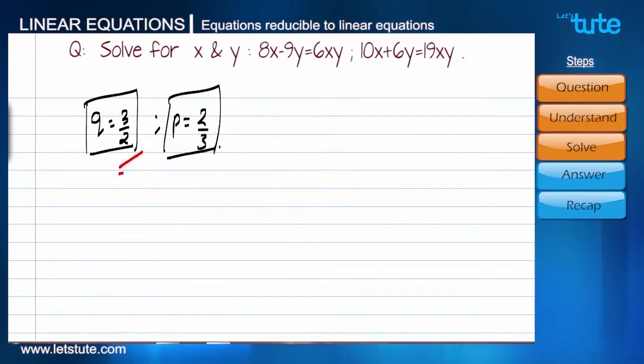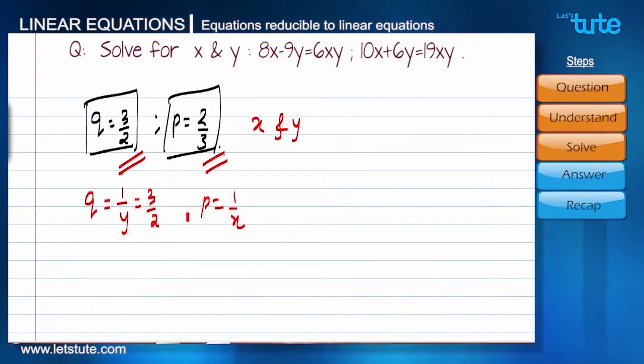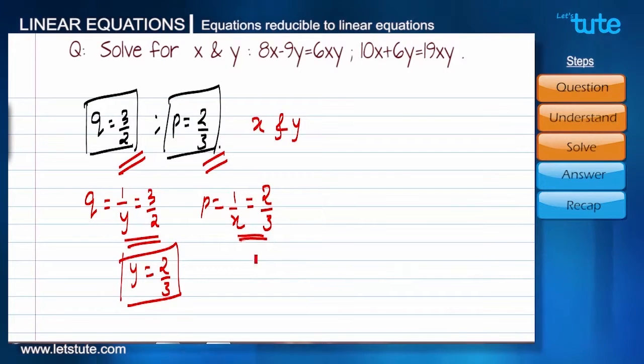But our aim is not to find values for q and p, but we have to find values for x and y. As we know, we have taken q for 1 by y and p for 1 by x. But q is 3 by 2, so 1 by y becomes 3 by 2. And p is 1 by x, so 1 by x becomes 2 by 3. So from this we can say that y is 2 by 3. And from this we can say x is 3 by 2. So finally, we got the values for x and y.